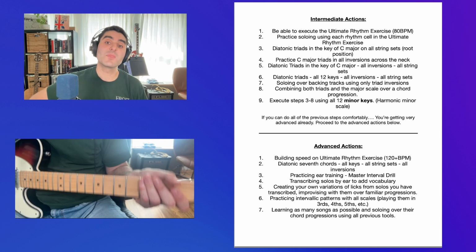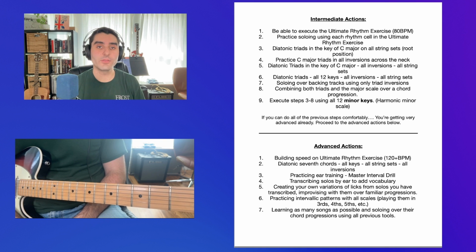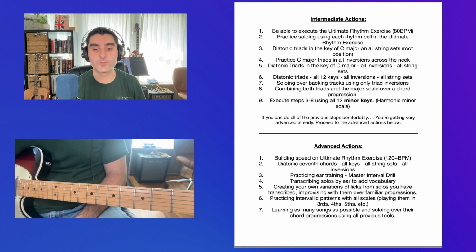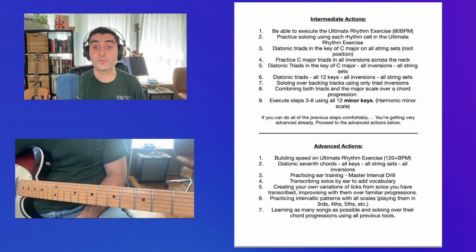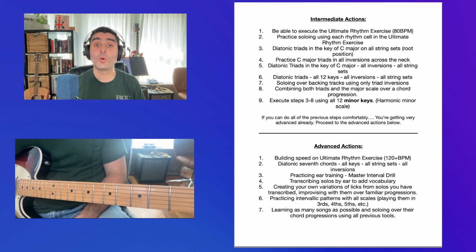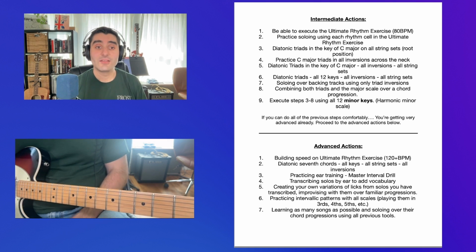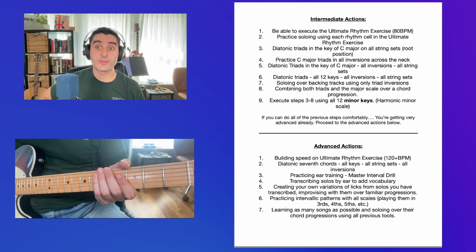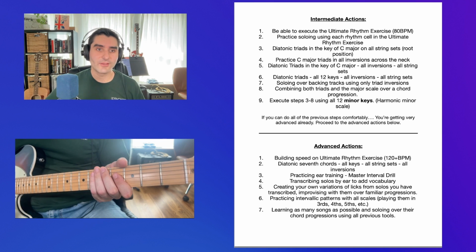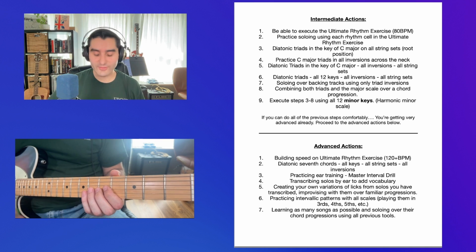Once you get that down, then you have to start practicing using each rhythm cell in the ultimate rhythm exercise. So soloing either A, over a drum track like I've been showing you, or B, over a backing track. So for example, if I was going to solo over a drum track, just off the top of my head, I'm going to play one of the rhythm cells from the ultimate rhythm exercise. It's actually cell number 14, and it's this rhythm that sounds like this.